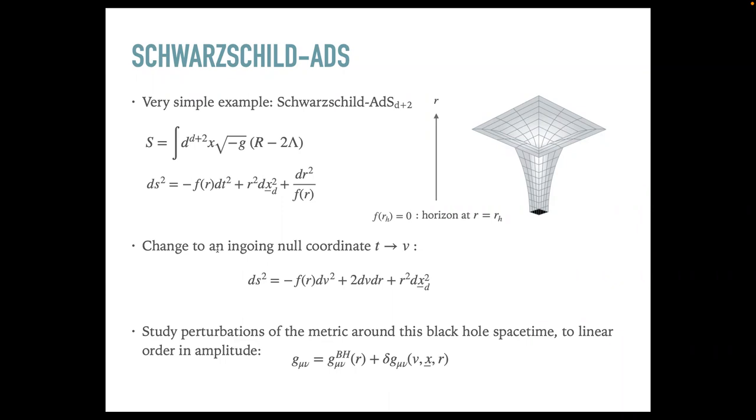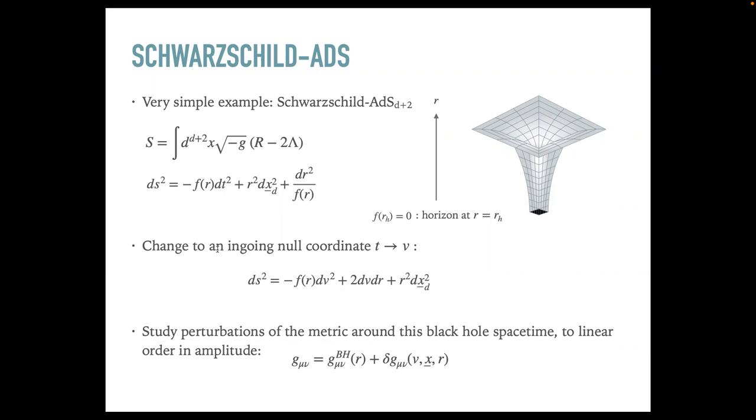So r here is a radial coordinate. When r is very large, we're near the boundary of the spacetime, and the spacetime looks like AdS. As we decrease r and go into the spacetime, this function f decreases. Then there's a finite value of r, which I call r_H, where f vanishes. And there we have an event horizon, a planar event horizon for the black hole. Okay, so this is the example to have in mind from now on.